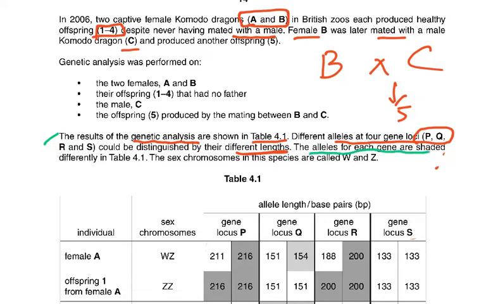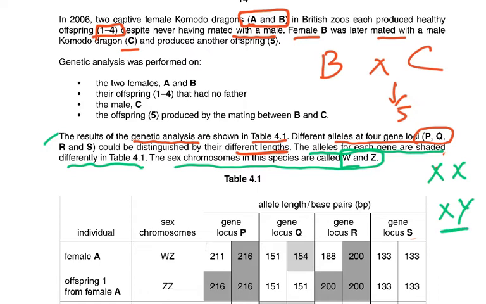The alleles for each gene are shaded differently in table 4.1, and the sex chromosomes of this species are called W and Z. Just like in humans we have XX and XY, here they have said W and Z. So one would have W and Z, and one would have WW or ZZ. In animals you have to think of the different possibilities.